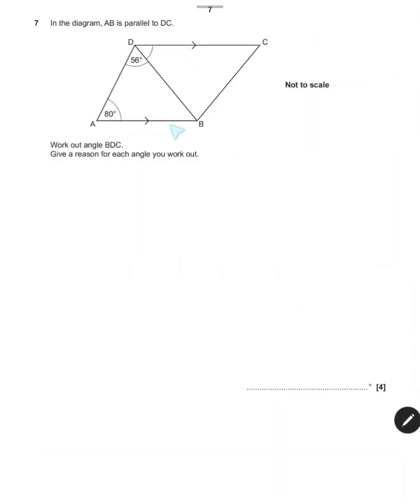Question 7, we've got a triangle, we've got some parallel lines, and we're looking for the angle BDC. From B to D to C is that angle there, so that's the angle we want in the end. Usually we'll have to find other angles first. So what I'm going to do is work on this triangle first.